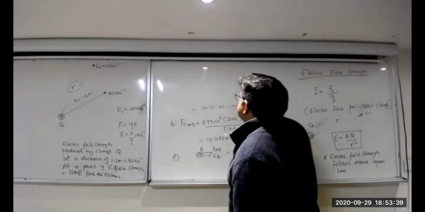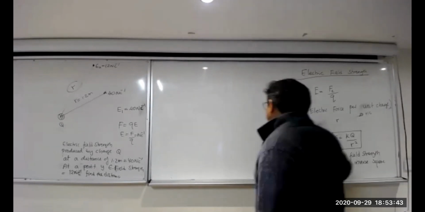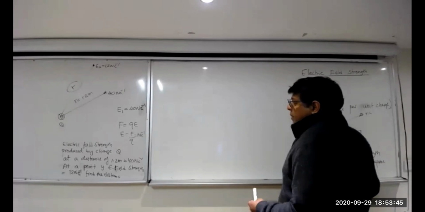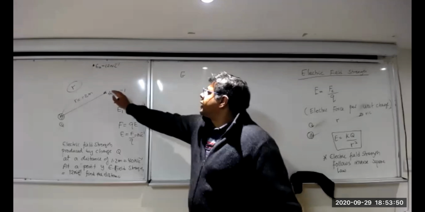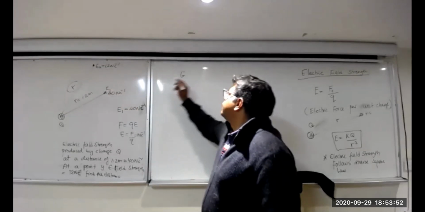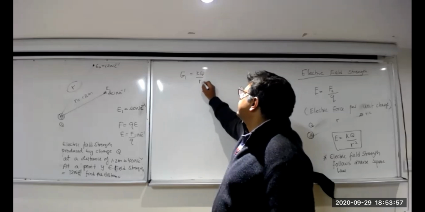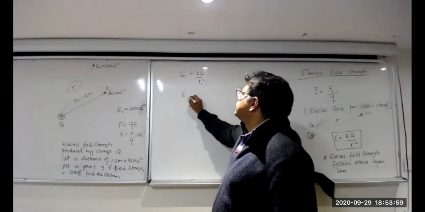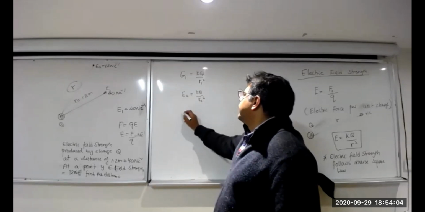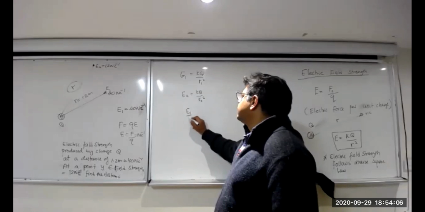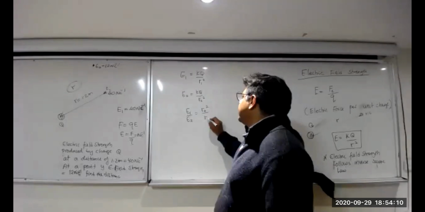Because electric field strength also obeys the inverse square law. It's the same charge, electric field produced by the same charge. This is like E1. I can say E1 is kQ on r1 squared. E2 is equal to kQ on r2 squared. Therefore, I can write E1 on E2 equals r2 squared on r1 squared.